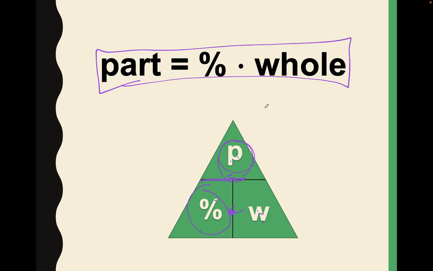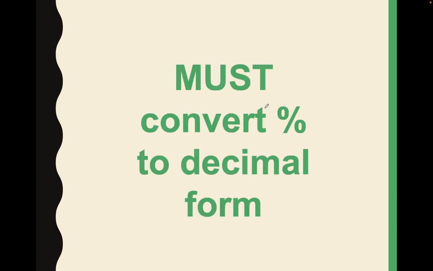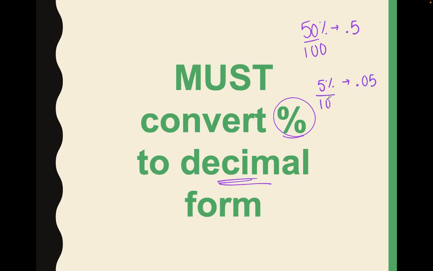You can use this to help you, but the most important thing to remember in these equations is that you must use the decimal form of your percent that we reviewed earlier in this unit. For example, instead of 50%, we're going to use 0.5. 50 is out of 100, so 50 divided by 100 is 0.5. Another example is 5%. 5% as a decimal is 0.05. 5 divided by 100 is 0.05.